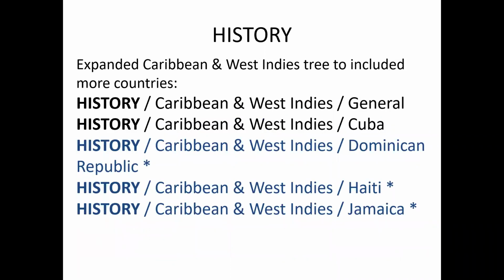We also expanded the Caribbean and West Indies tree. We had Cuba, and then we expanded it to include the Dominican Republic, Haiti, and Jamaica. When we do something like this, we might look at history, Caribbean and West Indies general, and find it has thousands of titles, like there might be thousands of titles about Haiti or Jamaica. And then we see a need to say, okay, there are so many titles about Haiti, we should pull them out into their own heading.